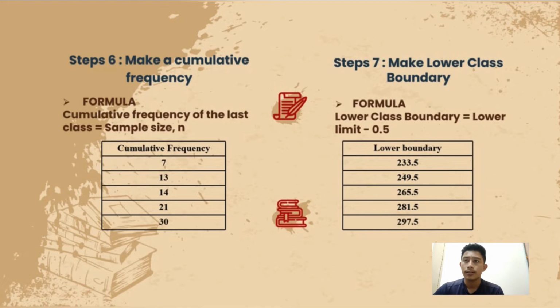And step 7: make lower class boundary. The formula is lower class boundary equals lower limit minus 0.5. The lower boundary is 233.5, 249.5, 265.5, 281.5, 297.5.